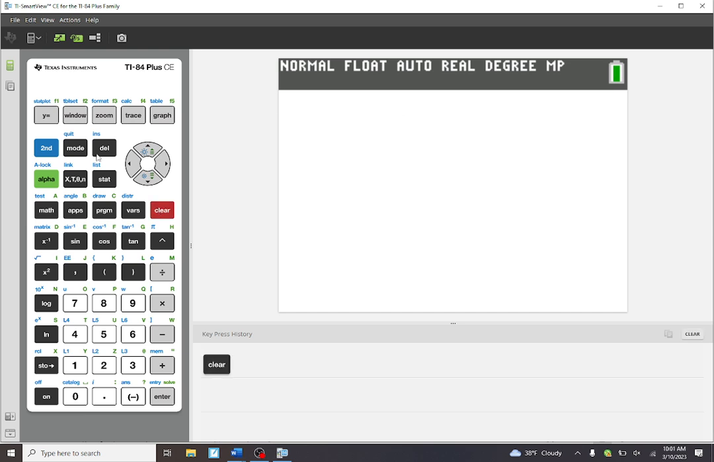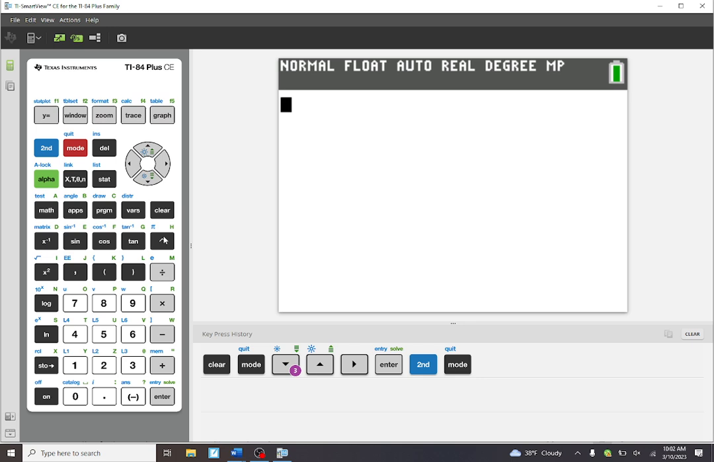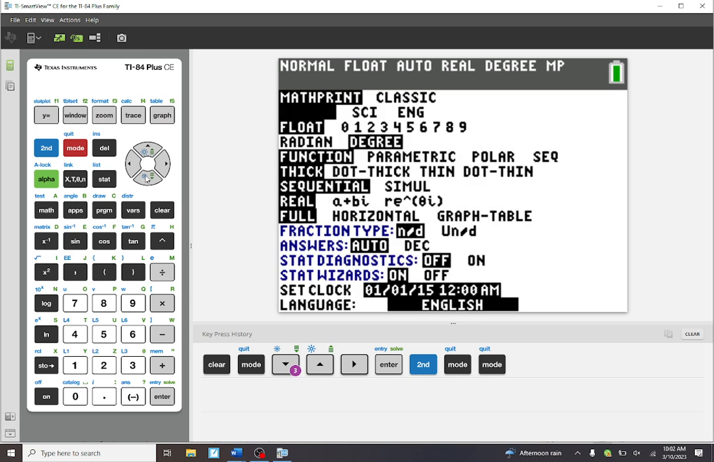To check if it's in degrees, you click the mode button. On the third option, it says radian, degrees. You want to make sure you go right to degree. Press enter and make sure degrees is highlighted. Then, second, quit. Again, you want to check mode, click mode, and once you're finished with mode, you click second mode to get out.